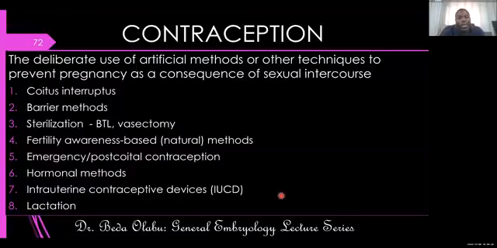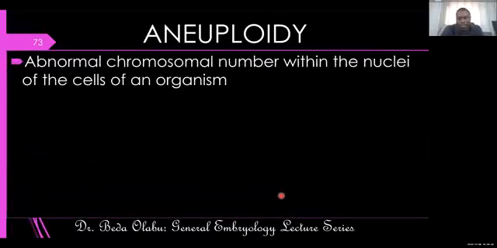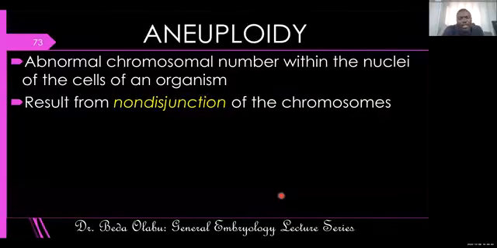Okay, that's the first clinical entity, contraception. The second clinical entity I want to discuss is aneuploidy. Aneuploidy is numerical chromosomal disorders. How do they come about? They result from non-disjunction of chromosomes or chromatids during meiosis. The chromosomes fail to separate, or the chromatids fail to separate during meiosis. So this is called non-disjunction.